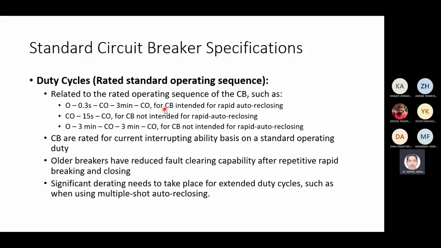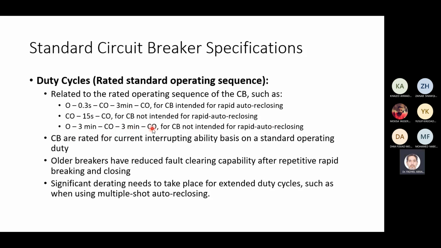This type of sequence is required for auto-closing circuit breakers intended for rapid auto reclosing, when you trip only one phase and you reclose again. There are other circuit breaker sequences, like open, 3 minutes, then close-open, 3 minutes. This is not for rapid auto closing because you have to wait. Once you open a breaker, you have to wait 3 minutes. Okay, then you can close and open. Then you have to wait 3 minutes.